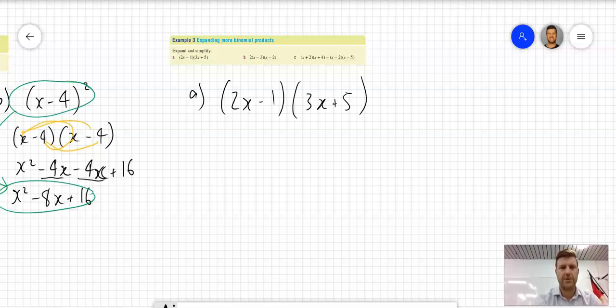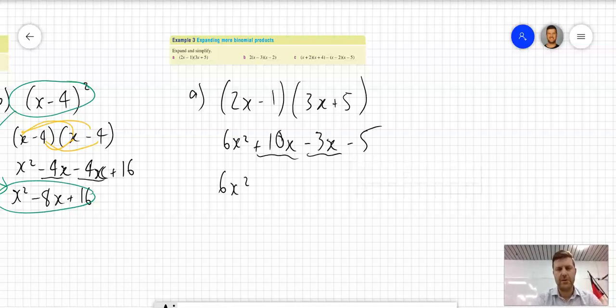I'm just going to do the first two terms. 2x times 3x is 6x squared. Then I'm going to do the outer term, so 2x times positive 5 is positive 10x. Then the inners, and then the lasts, and then collect my like terms, these two, which gives me a final solution of 6x squared plus 7x, take 5.